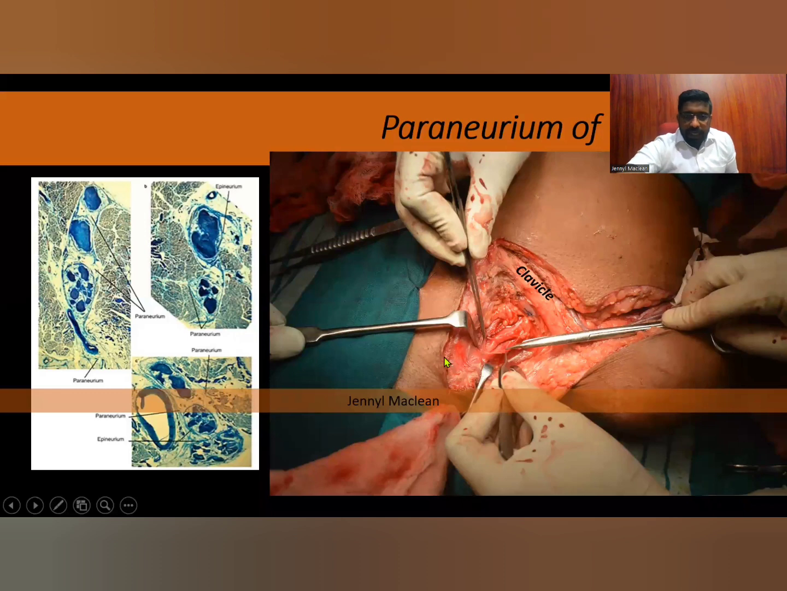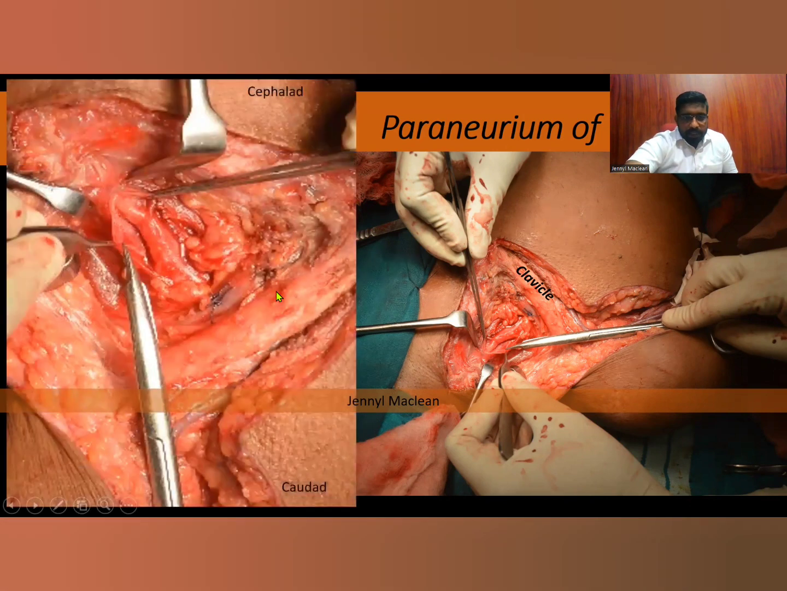So I have dissected. Here you can see Miguel Reina has shown the paraneurium at the brachial plexus level. I have dissected the paraneurium of the upper trunk. As you see here, this is the clavicle. This is the upper trunk. This is the cephalad, this is the caudad. You can see what they are lifting is the paraneurium.